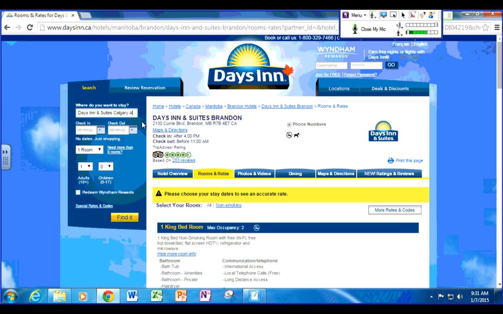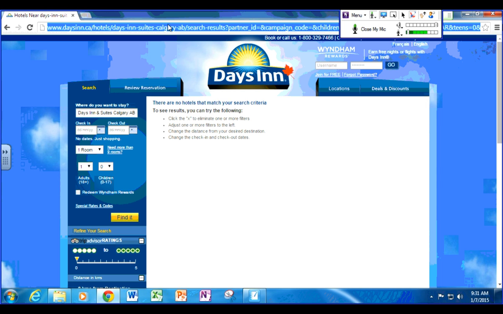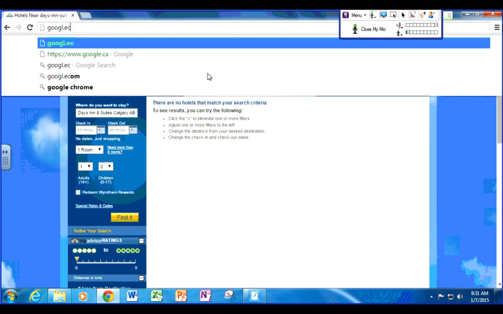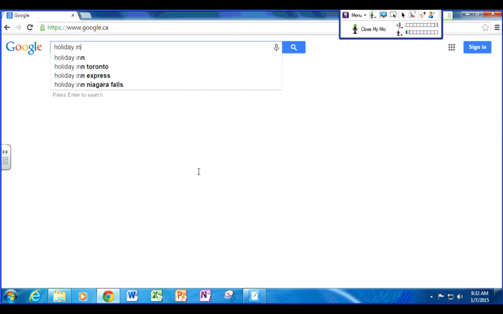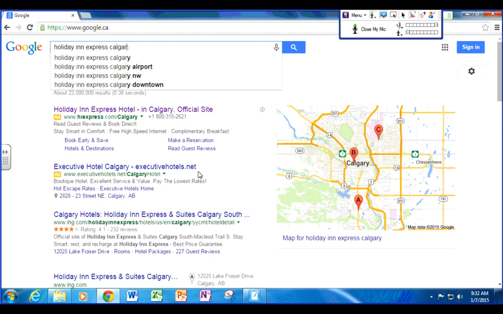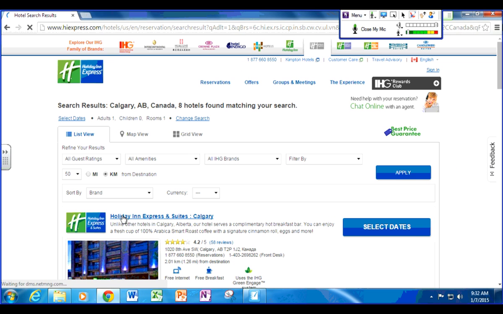Calgary, Alberta. Hmm. Okay. Oh well, maybe they don't have a Days Inn in Alberta. Oops. Google.ca. All right. Well, maybe I'll try a Holiday Inn Express. Maybe they have one in Calgary. Hopefully, we're not going to get the same problem that we had where they give us the wrong Calgary. Let's double check. That's Calgary, Alberta. There we go. And there's 8 of them.